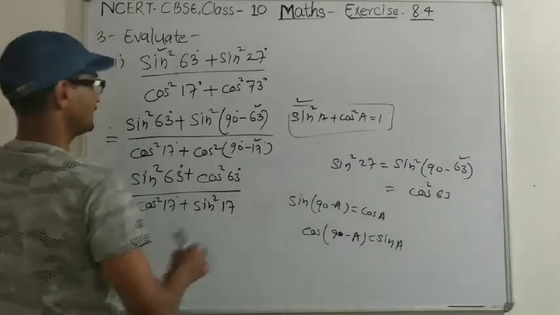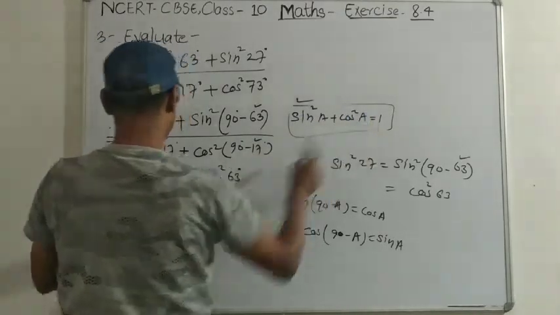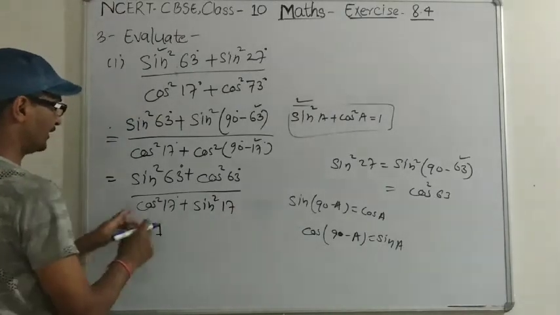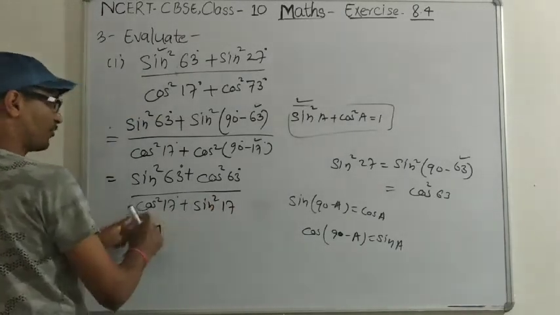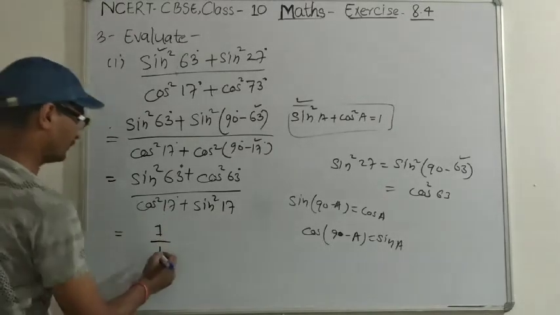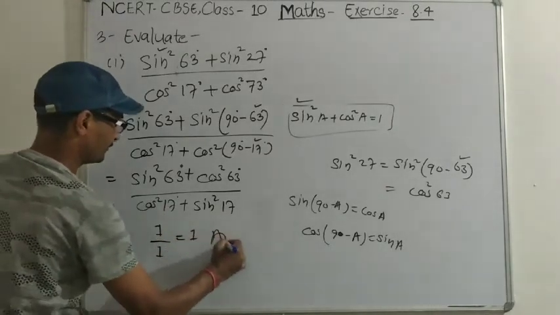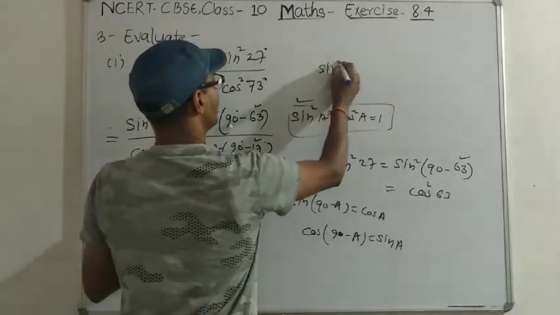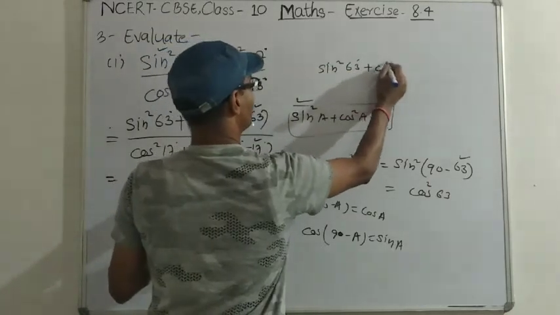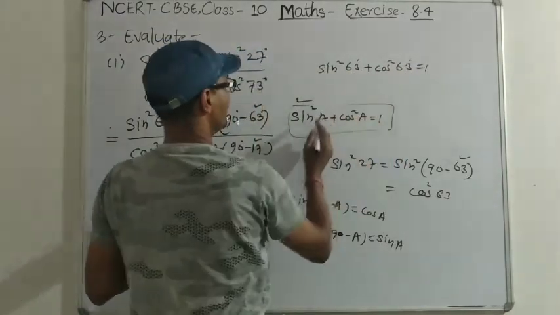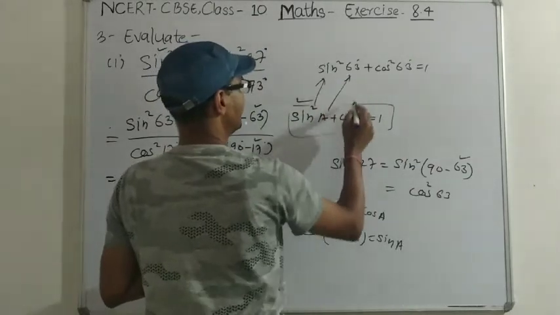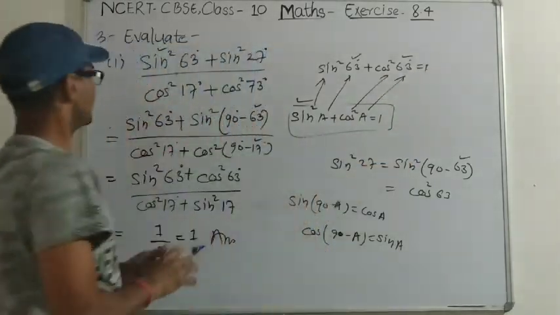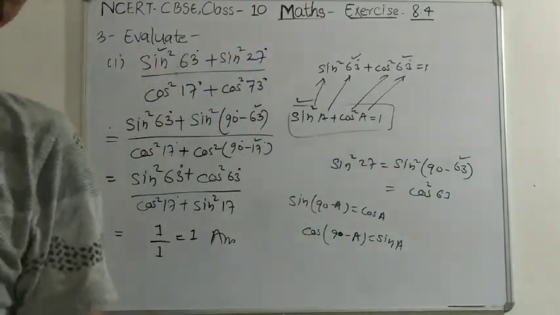So the formula is sin square A plus cos square A is equal to 1. A becomes 63, it becomes 1. Here also sin square A plus cos square A is equal to 1. Both are coming 1. So 1 by 1 is equal to 1. It is the answer. Same angle here: sin square 63 plus cos square 63 is equal to 1 because it is sin square A, cos square A. The same angle must be there. So we can get 1. So it is the solution of the first part of question number 3.